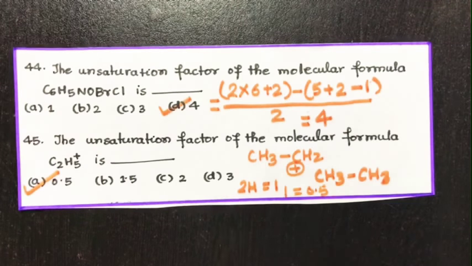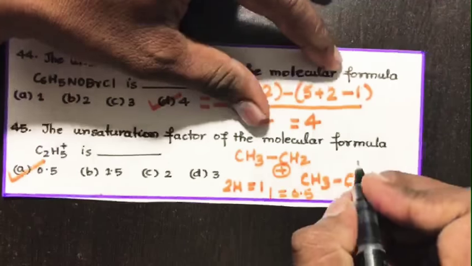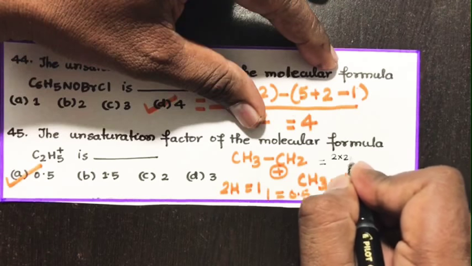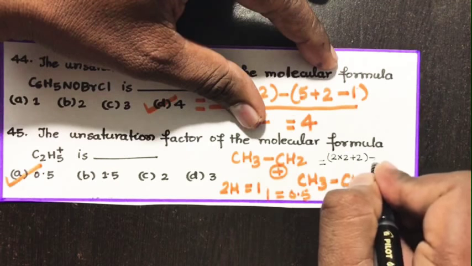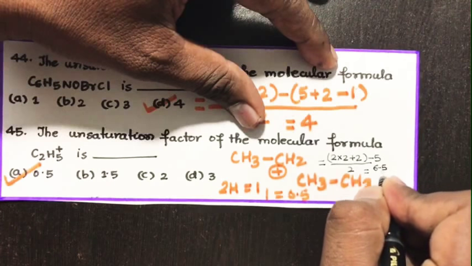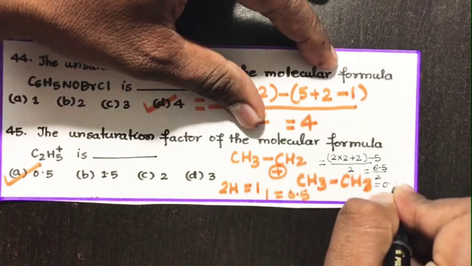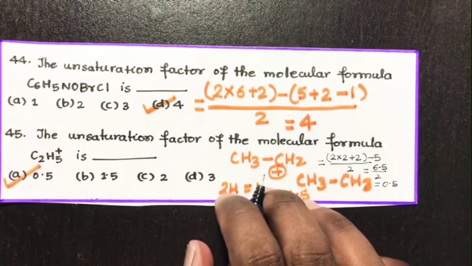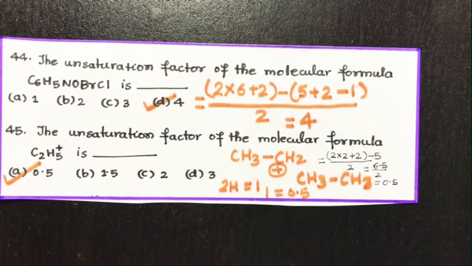And if you want to find this with the help of the formula, then you can also find it, because the formula says the number of carbon atoms, that is 2, into 2 plus 2, minus number of hydrogen atoms, that is 5, divided by 2, then it will be equal to 6 minus 5 by 2, and the correct answer will be 0.5. So in both cases we find the same value, that is 0.5.